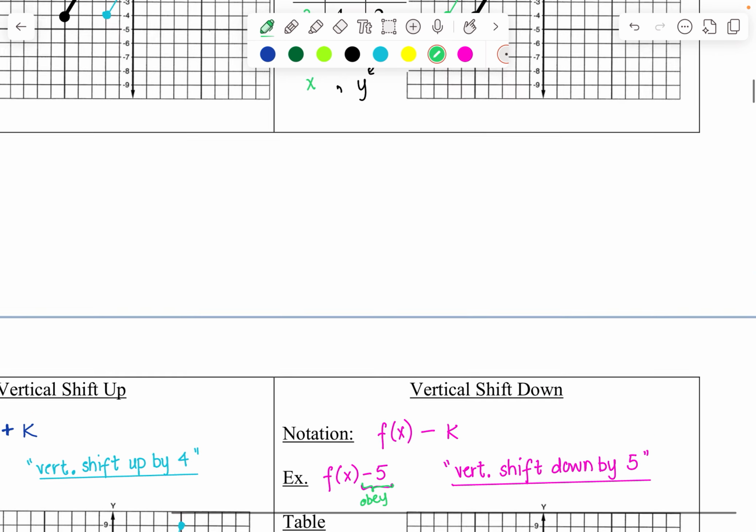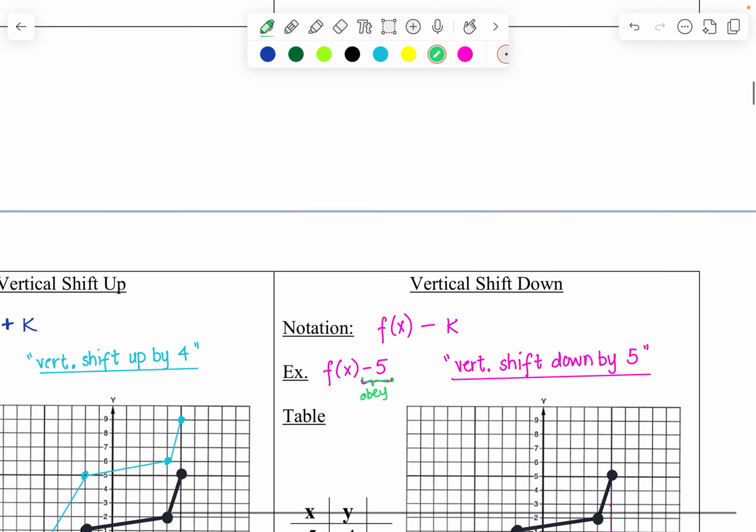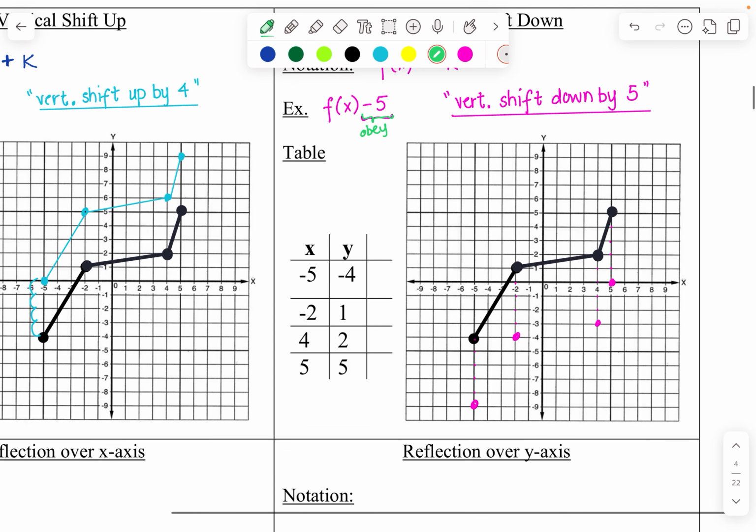I wanted to match this, so I apologize. Subtracting 5 here gives me negative 9, negative 4, negative 3, and a 0. So once again, let's see if we plotted these points correctly. Negative 5, negative 9. Indeed, we did. Negative 2, negative 4. There it is. 4, negative 3. There it is. And 5, 0. There it is. So we know we totally did this correctly.